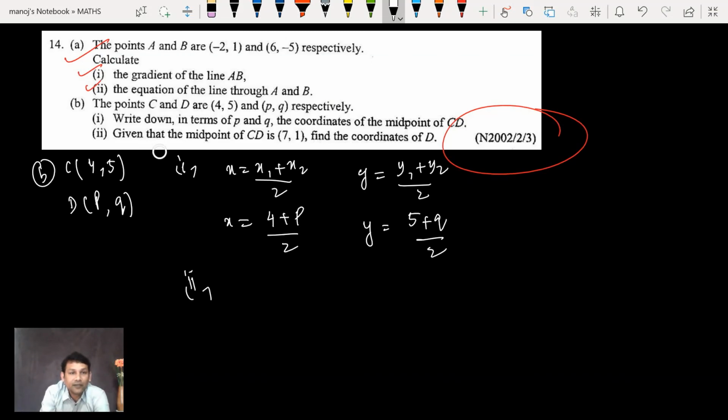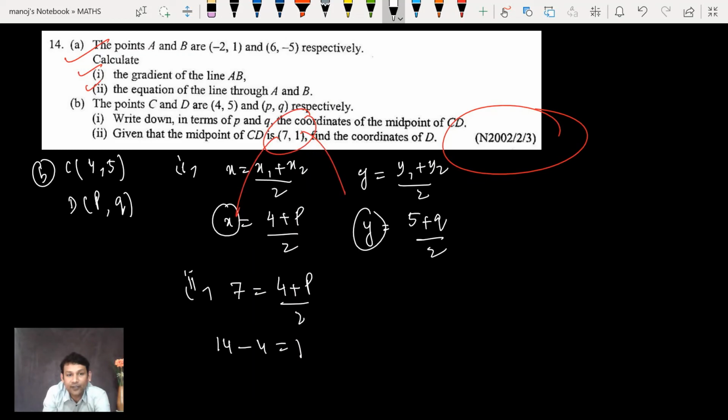Second part, given that the midpoint of CD is (7, 1), find the coordinates. It means now x is 7 and y is 1. These are the coordinates given here, and I have to use them now. So x is 7, equal to 4 plus p upon 2. 2 multiplied by 7 is 14, minus 4 is equal to p, and p is coming 10.